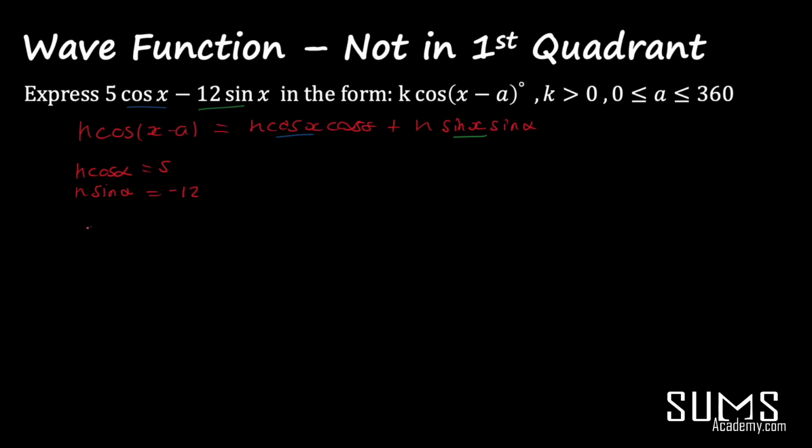But what about k here? So k is equal to the square root of 5 squared plus negative 12 squared. Okay, and this is a 5, 12, 13 triangle. So if you didn't have a calculator, you could know that this was 13, but you would have a calculator in this question because the angle's a bit tricky. Okay, so we've got our 13.